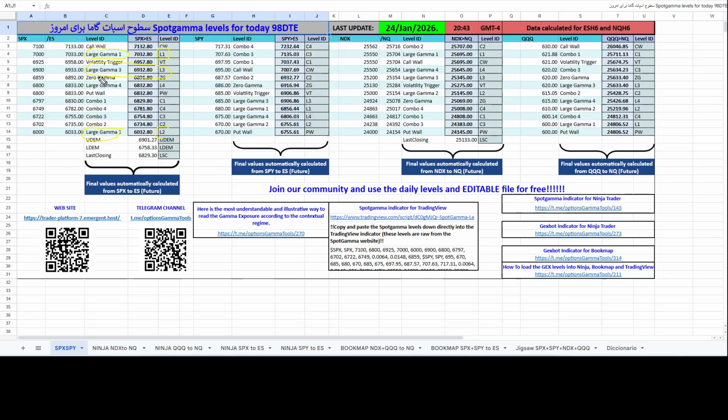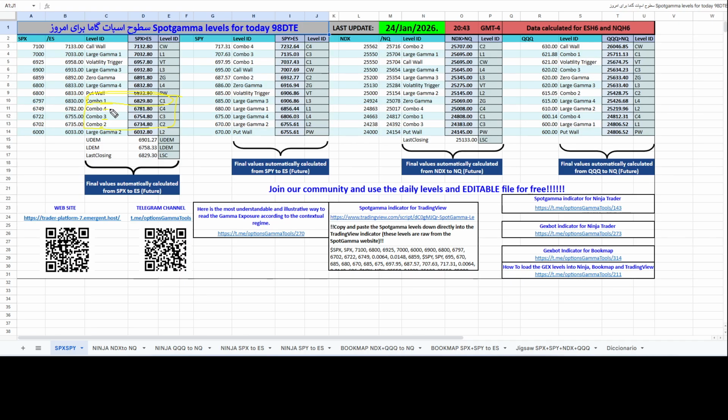This is important because the price may react with more or less volatility in that zone. And the combos have the same significance. Here, combo 1 is more important than combos 2, 3, and 4. Why? Because combo 1 has more gamma than 2, 3, and 4.